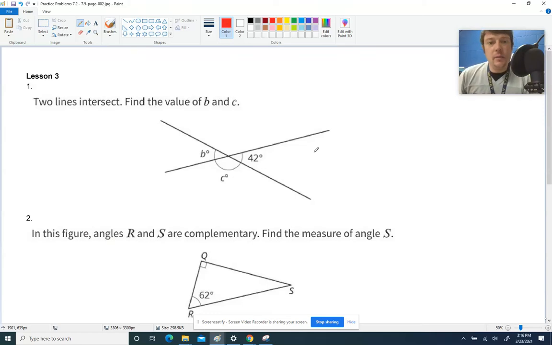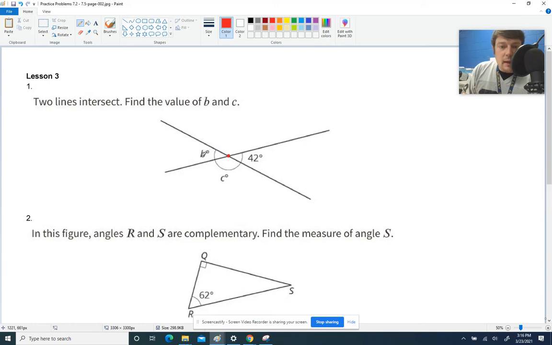Lesson 3, Unit 7, homework. Here we go. We've got two lines that are intersecting at this point here, and our job is to find the value of B and C. All right, so let's start with B, because that is the best place to start with this problem.